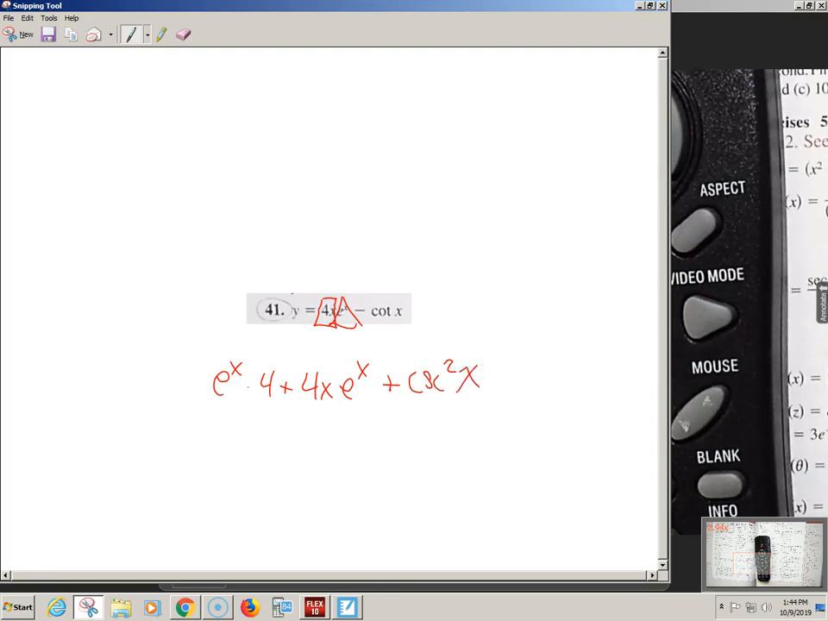Maybe they would pull out what's in common. If I had my green marker, it's like me today. But underline, I can pull out an e to the x, but I don't think they'll do that. Just try to make it match.